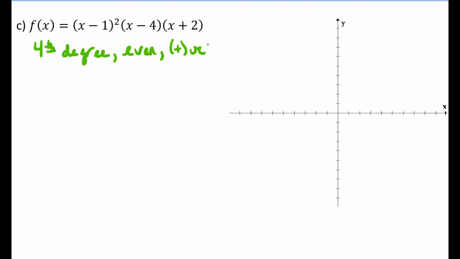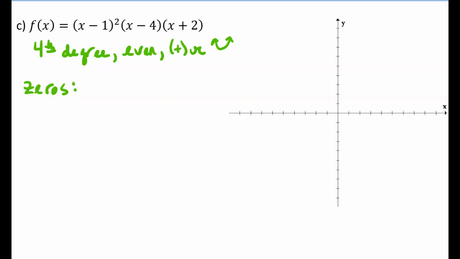Okay, so what do we already know about this function? The graph is doing what? Our tails, both sides are going up. So we know that in the end, we should have this. All right. And hooray, it's already factored for us.